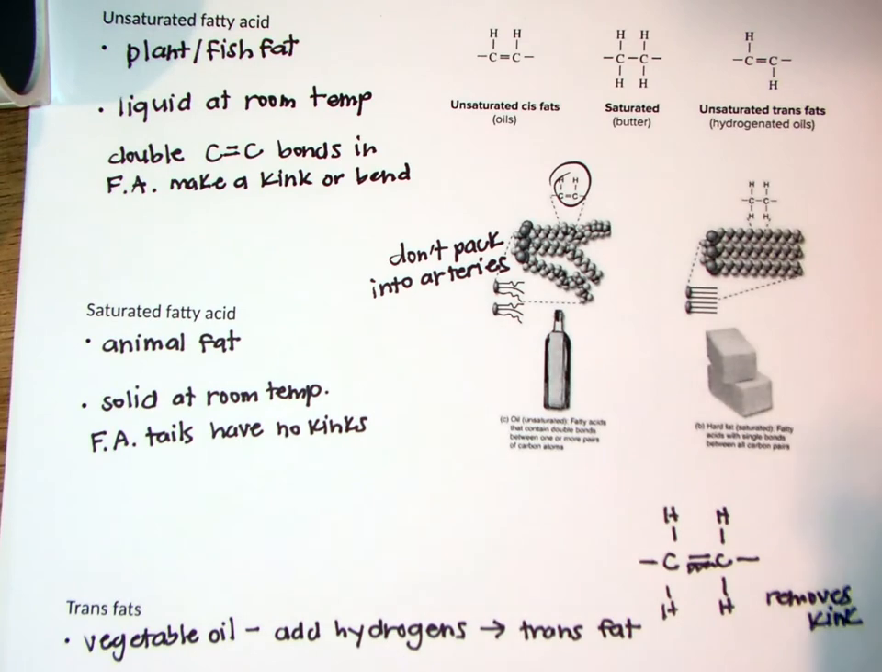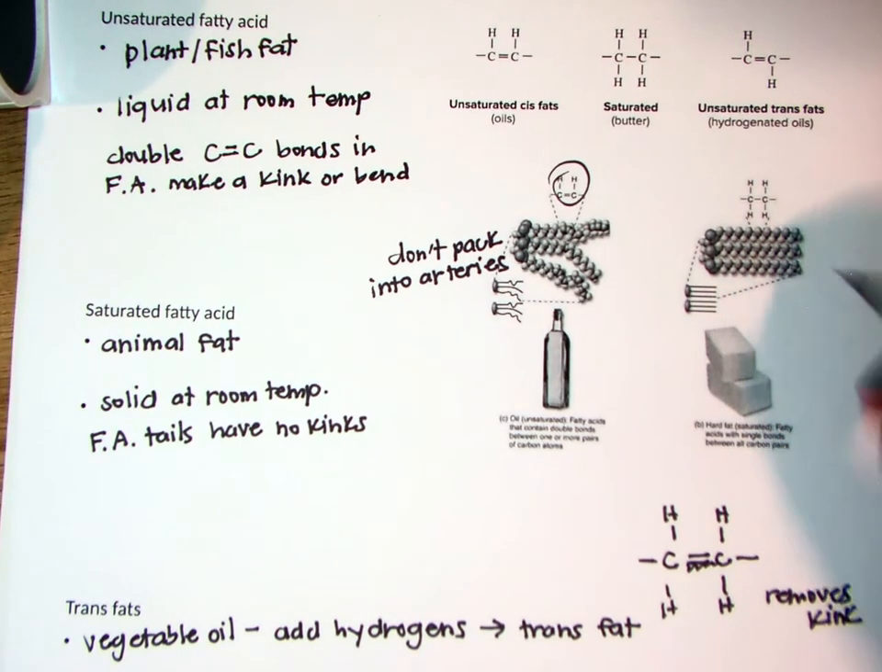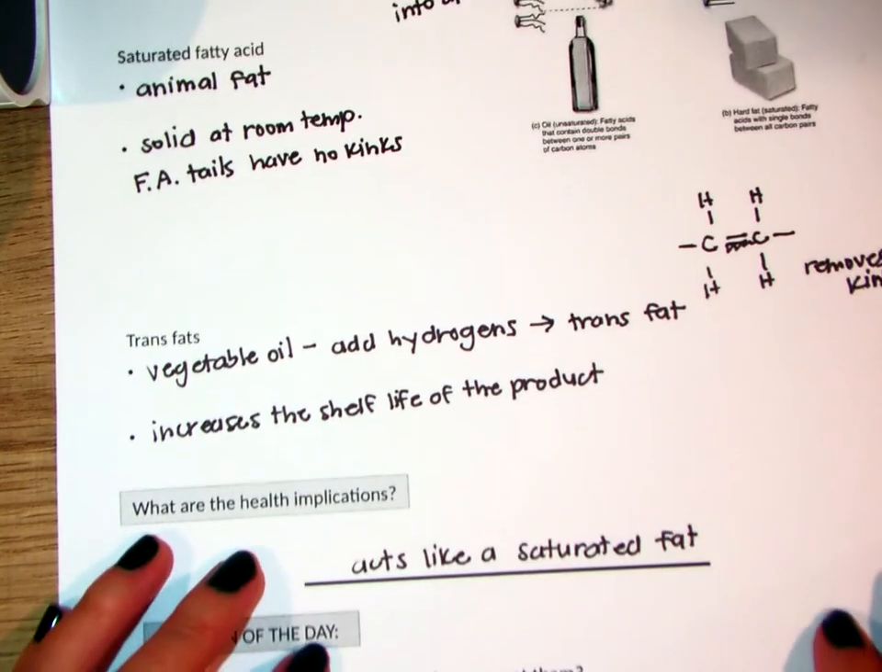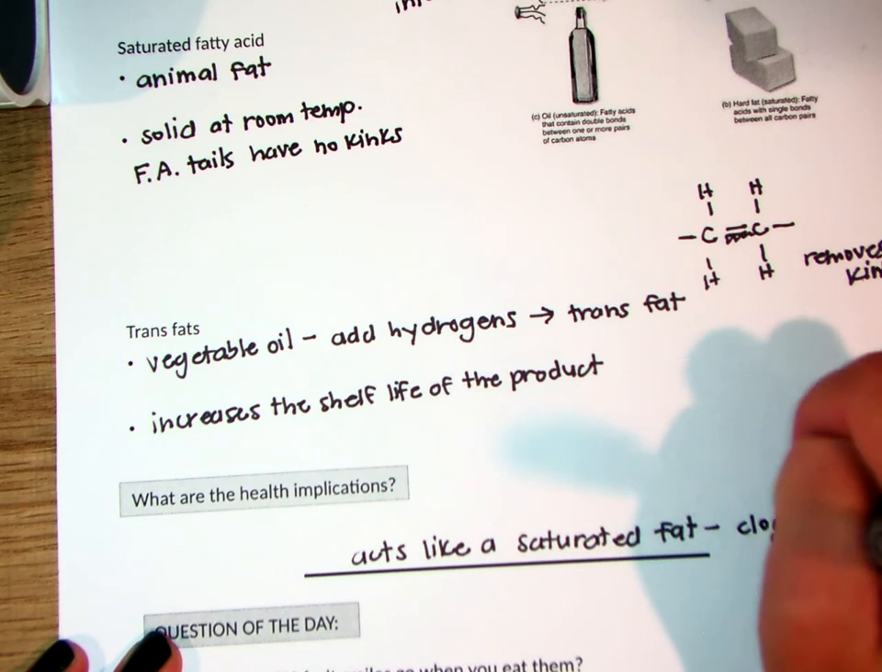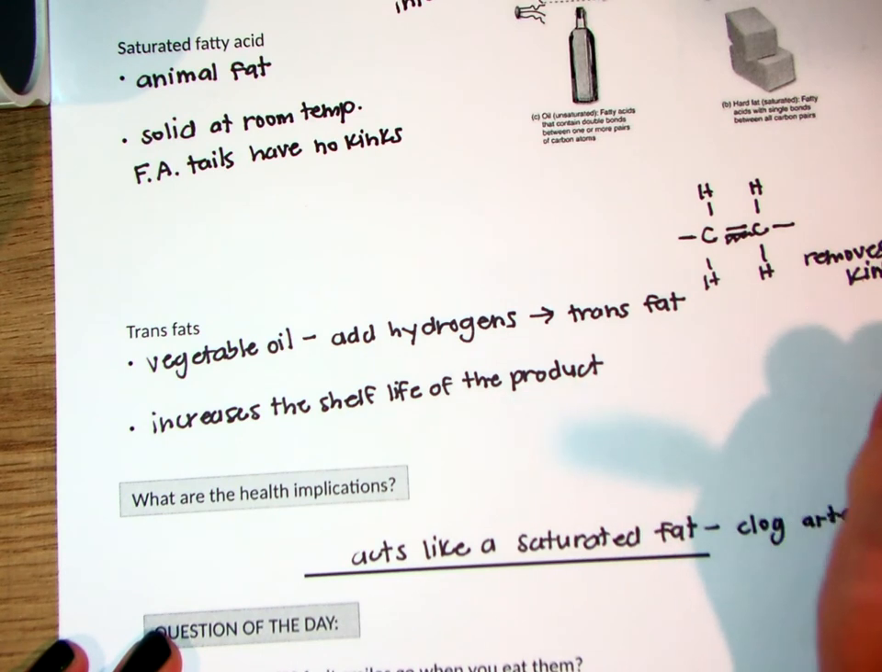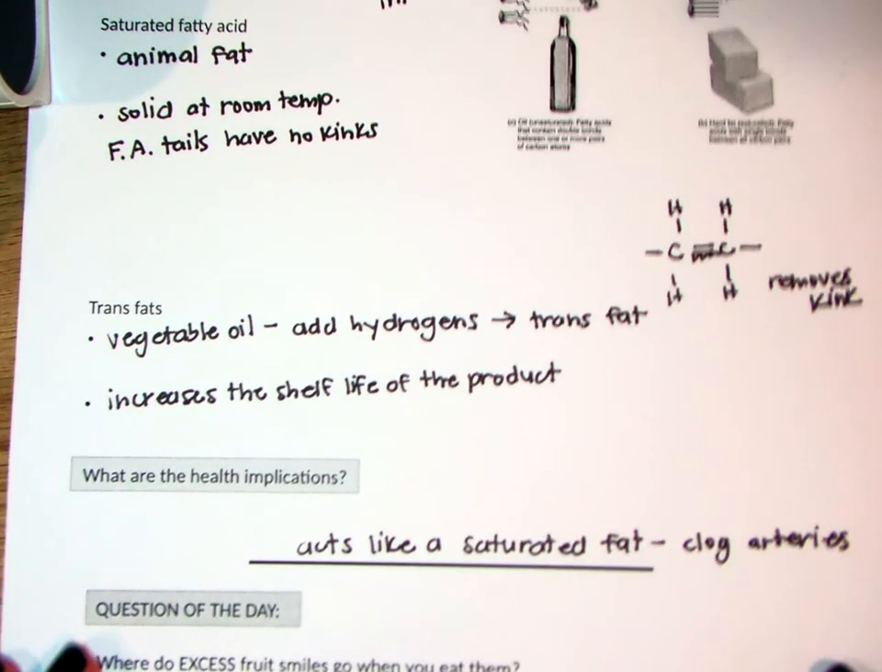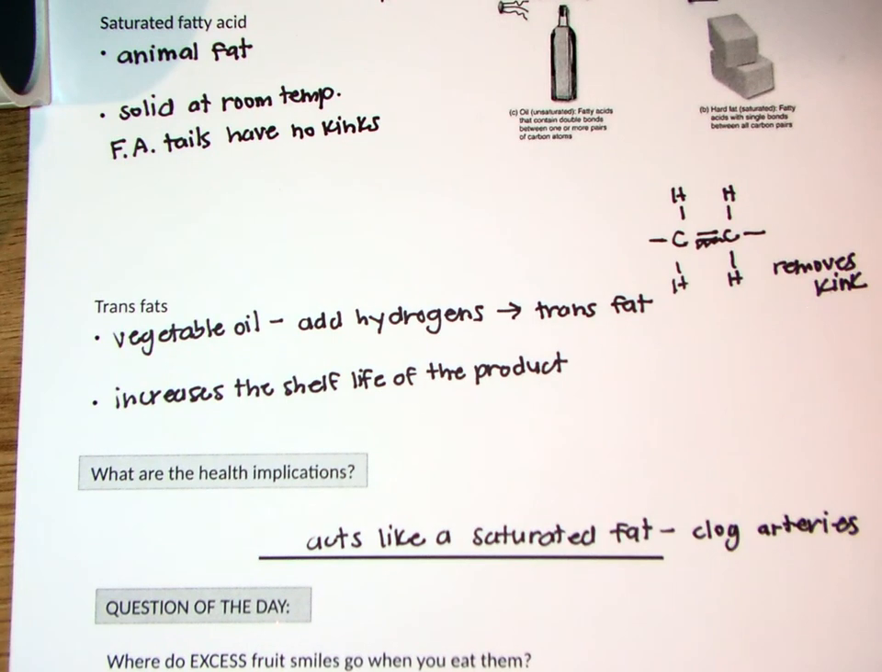Which, remember, doesn't have any kinks in its tails like this, so it's easily stackable. So what's it going to do when it gets in your blood? It's going to clog your arteries, potentially causing something called atherosclerosis, which is where you have that buildup of fat and plaque inside your arteries.